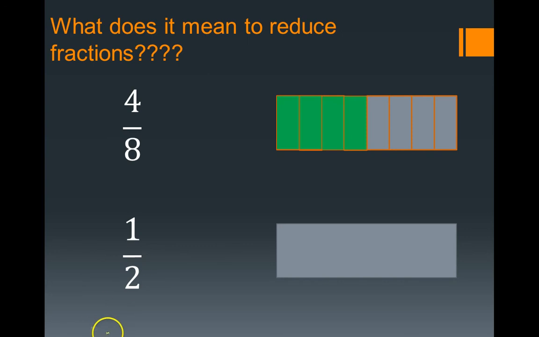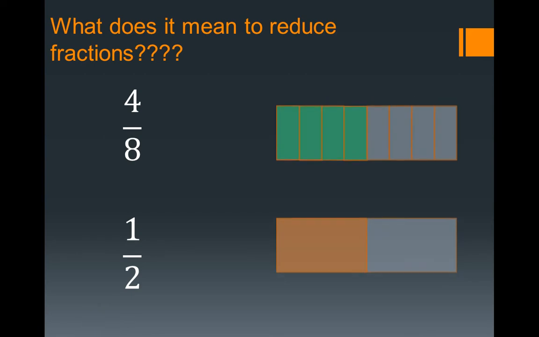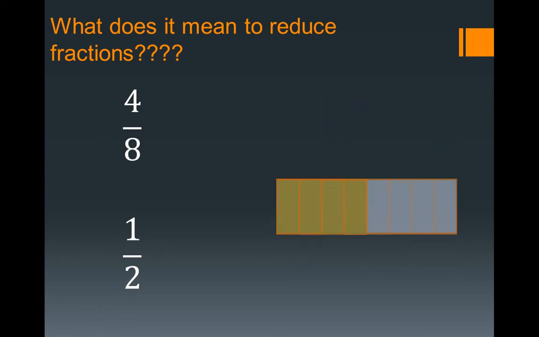The bottom one works the same way. This bar breaks it up into 2 different pieces. 1, 2. And the top number tells me how many I need to shade in. I just need to shade in 1. Now we're going to see it's the same thing. If I overlap those two, you can see they are exactly the same. And that's what reducing fractions means. It means that I can take this number right here, and I can reduce it to be this number.